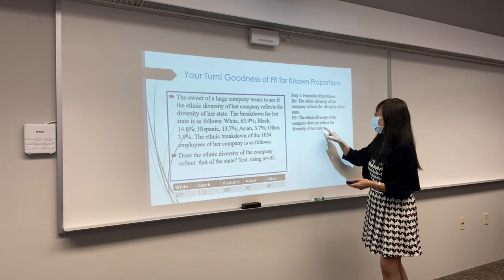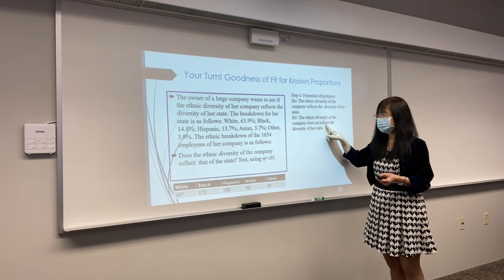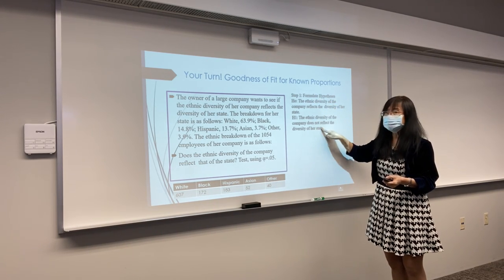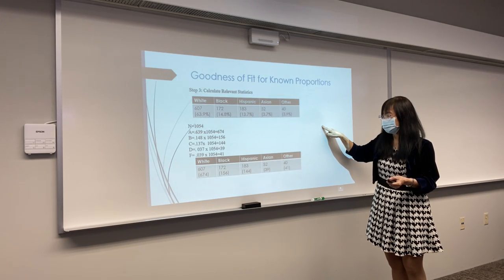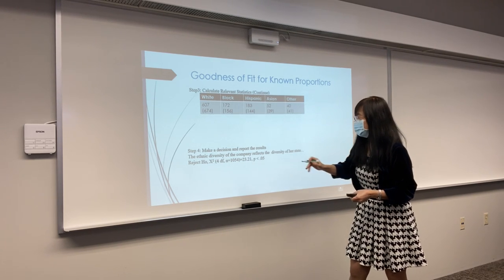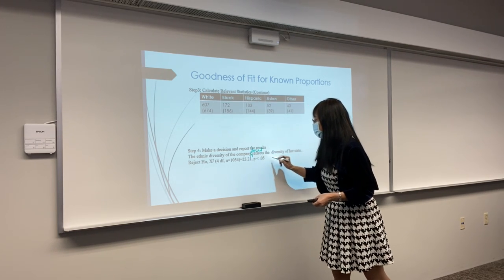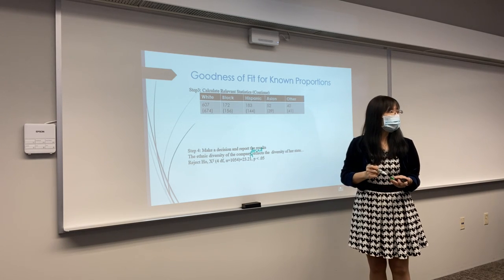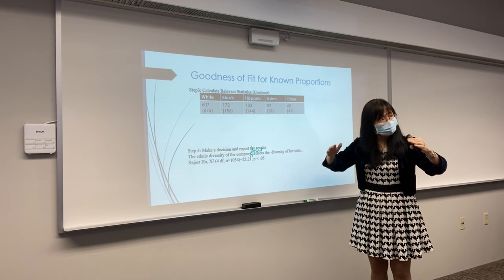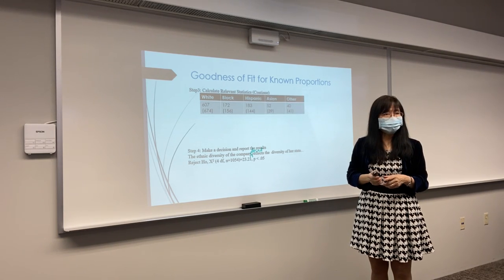So if you reject, actually you should say this. So actually my slide is not right. If you reject, when you reject, that means they are different. So the diversity of the company does not reflect the diversity of the state. You got it? You reject the null, the null says they are the same. Research hypothesis, they are different. Okay? Got it?